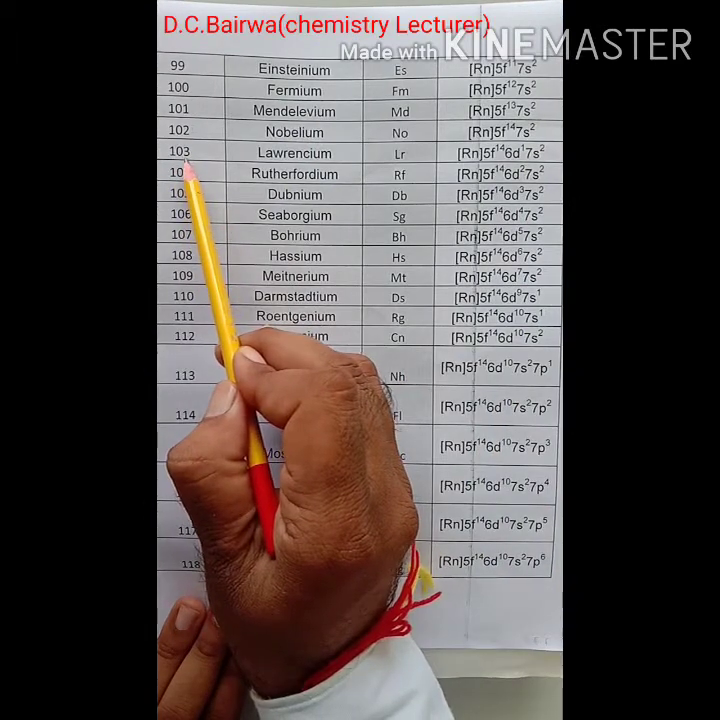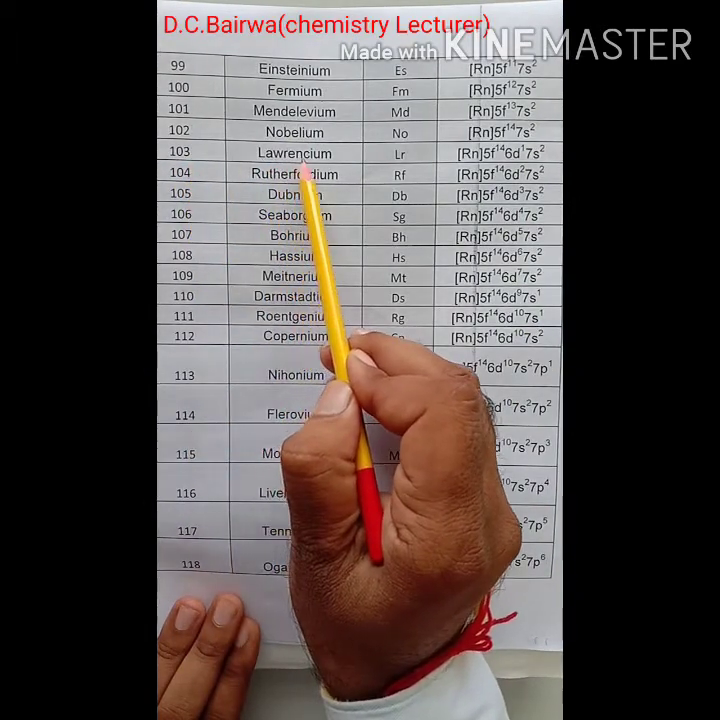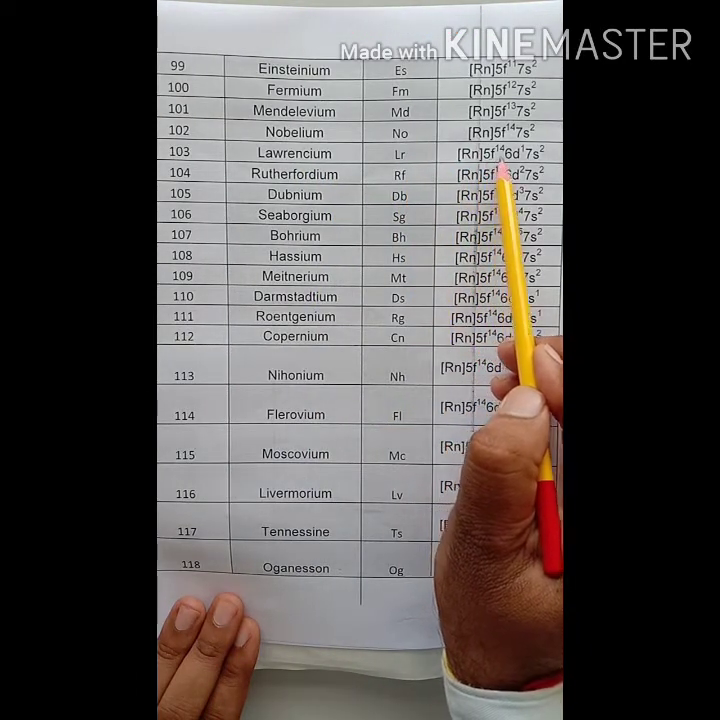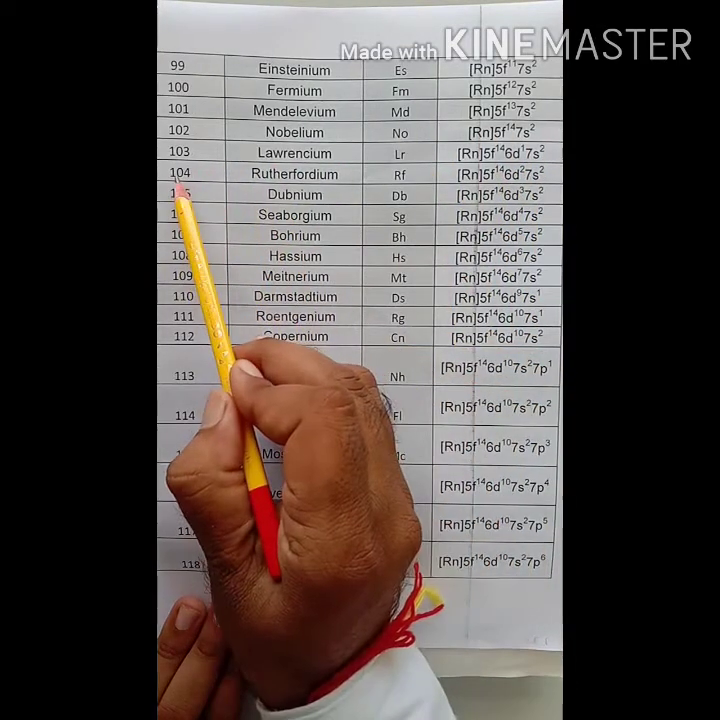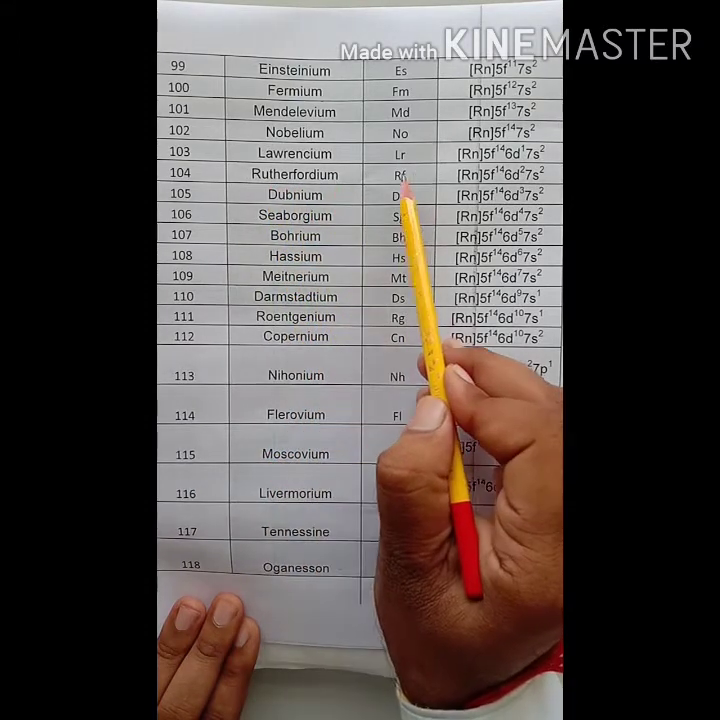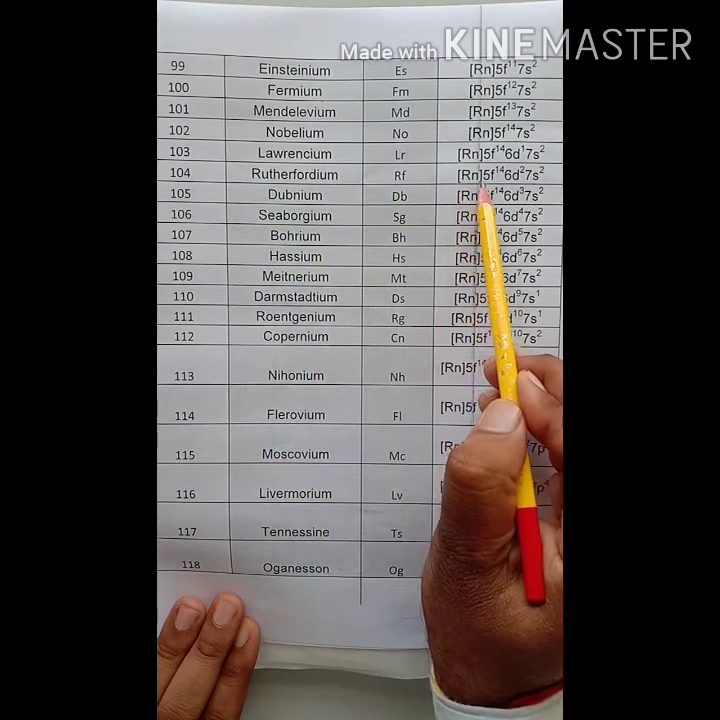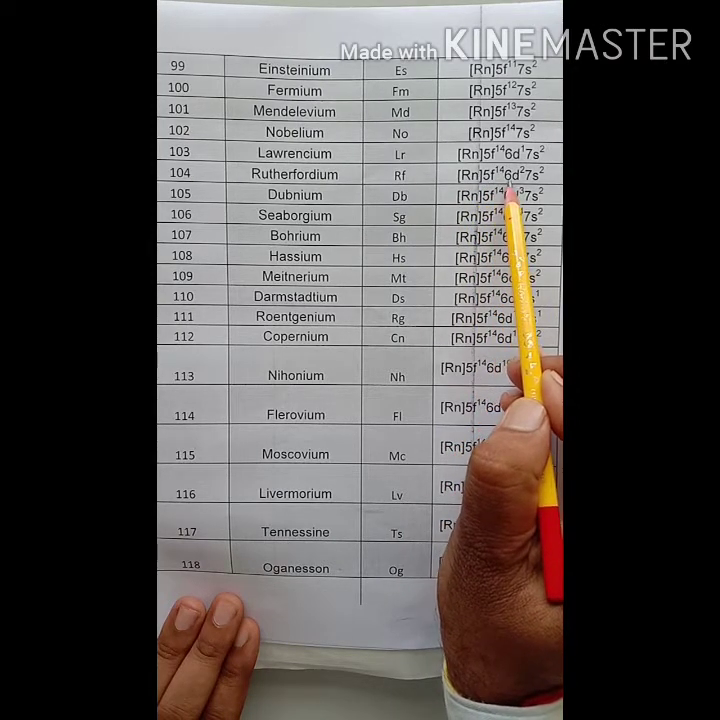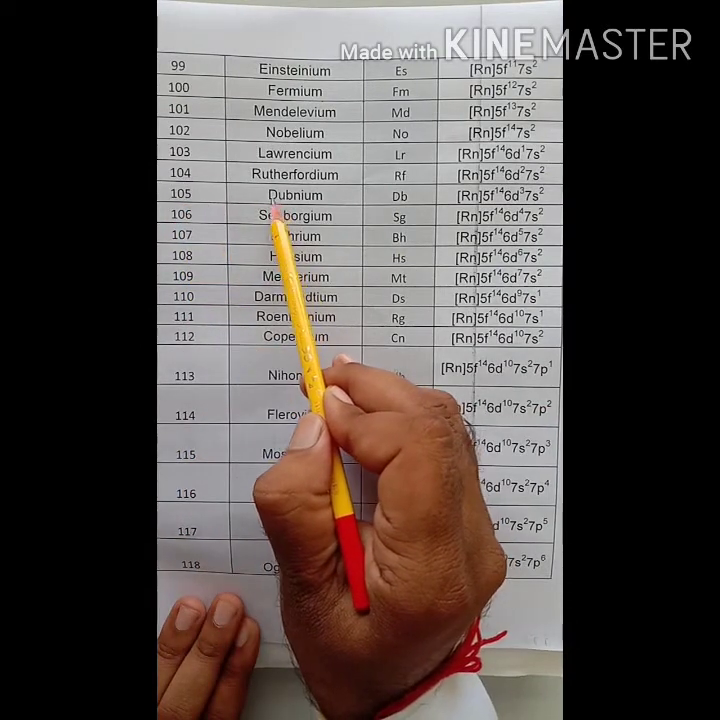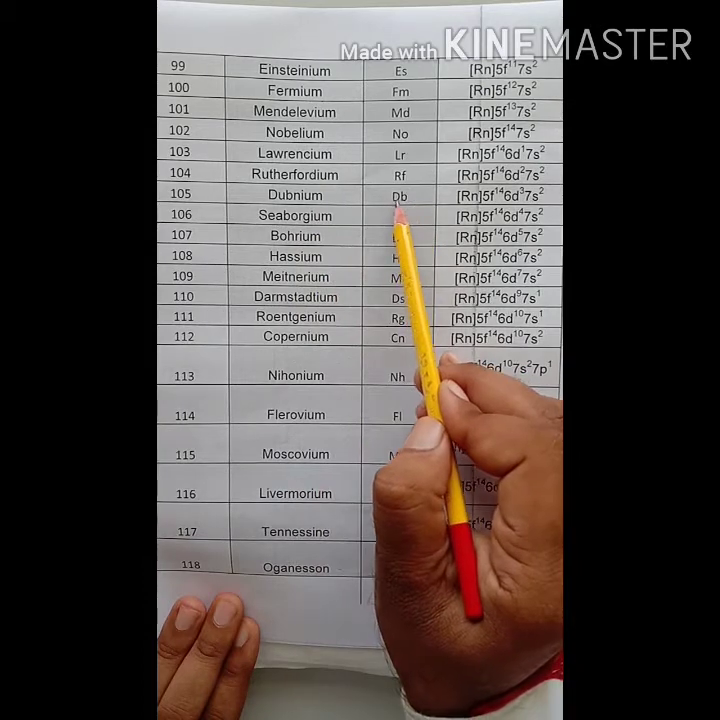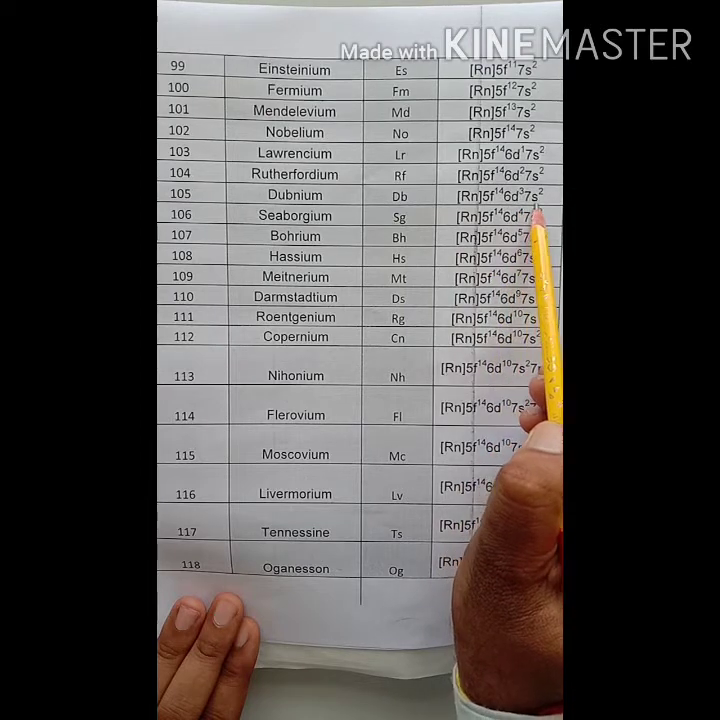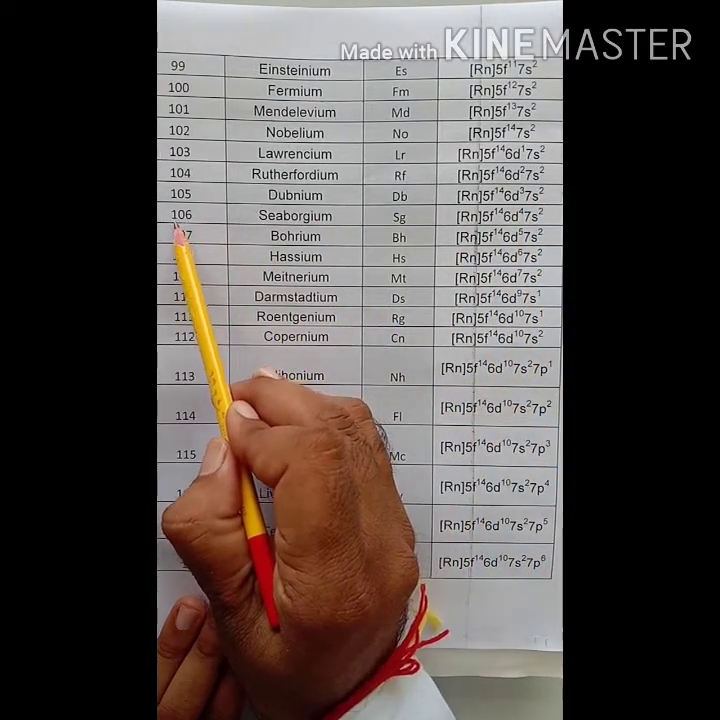The next atomic number is 103. The name of element is lawrencium, symbol is Lr. Electronic configuration is Rn, 5f14, 6d1, 7s2. The next atomic number is 104. Name of element is rutherfordium, symbol is Rf. Electronic configuration is Rn, 5f14, 6d2, 7s2. The next atomic number is 105. Name of element is dubnium. Symbol is Db. Electronic configuration is Rn, 5f14 6d3 7s2.